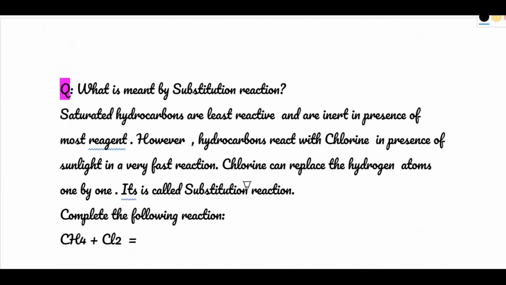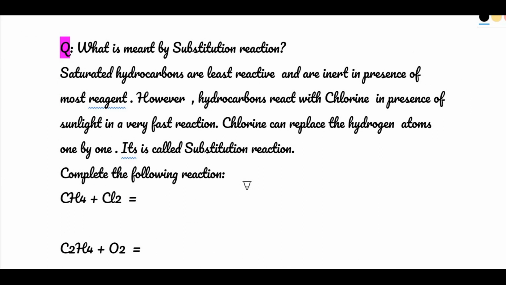Coming to substitution reaction. What is substitution reaction? Saturated hydrocarbons are least reactive, of course, and they are inert in presence of most reagents. Saturated hydrocarbons don't react with chemicals in a way. However, saturated hydrocarbons react with chlorine in presence of sunlight, and that reaction is quite fast. Here chlorine replaces hydrogen atoms one by one, and this process is called substitution reaction.